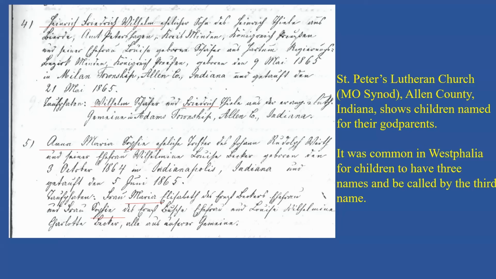So in the second example, we see Anna Maria Sophie, the daughter of Johann Rudolf Wirth and his wife Wilhelmina Louise Becker. The godparents were Mrs. Maria Elizabeth Becker, Mrs. Sophia Bushy, and Wilhelmina Charlotte Becker. So we see the first 2 of the 3 names were derived from the godparents, Anna and Maria and Sophie. So it's interesting to see these patterns at work here, but it shows that they were using godparents' names rather than grandparents' in the naming of the children.